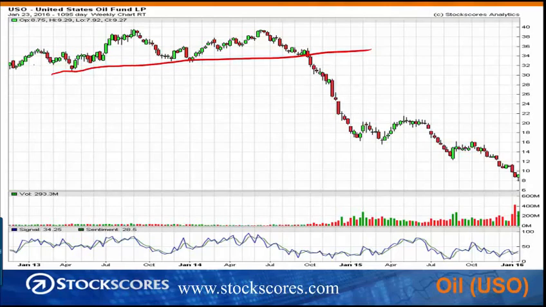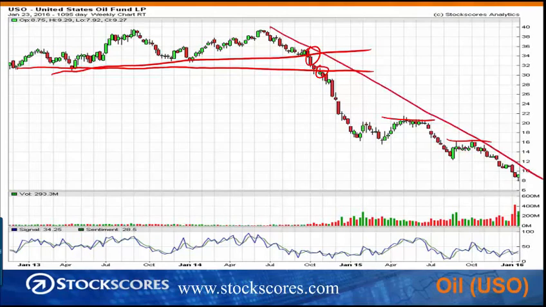Now, the old classic way would be to draw a line of support like this, which was broken just a couple of weeks later, but you get a little bit more profitability out of it when you use trend lines. Then we had a horizontal line of resistance here, but what's important is that we are still in a long-term downward trend on oil.